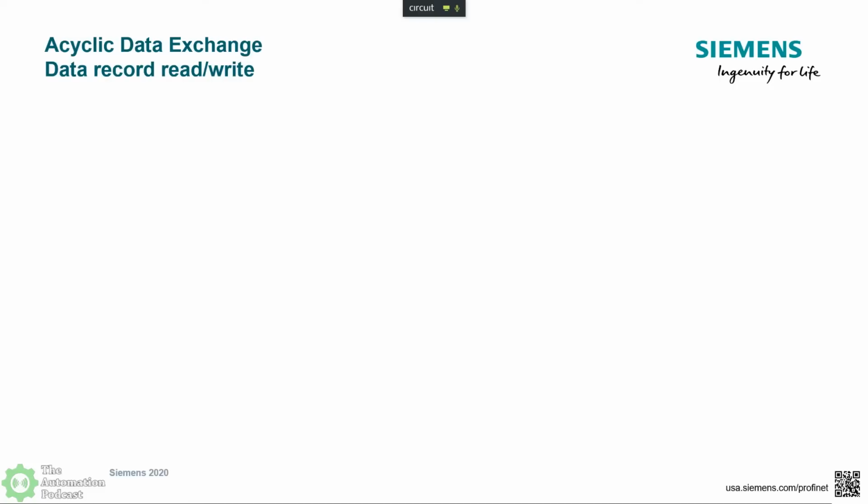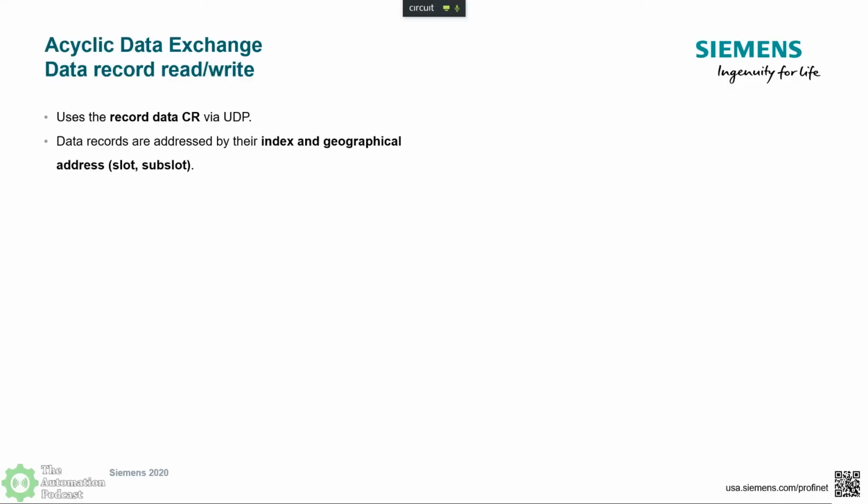So coming from cyclic data, now we go into acyclic data exchange, where this is used for data record read and write. The data record read CR is used for data record read and write, and it's based on the UDP protocol.